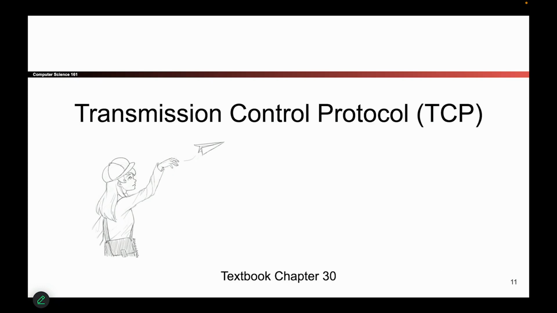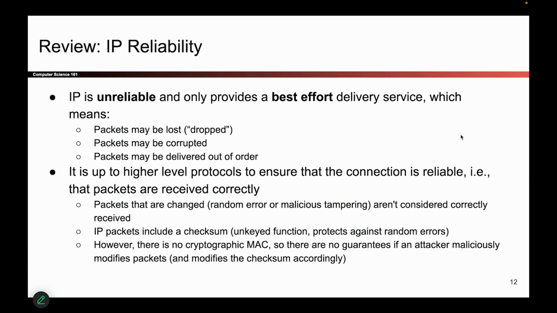Okay, hi. Let's talk about Transmission Control Protocol, or TCP. As a quick review of why we need this protocol in the first place, remember that when we built IP, it gave us global connectivity, which allowed you to contact any computer in the world that was connected to the internet. However, IP is unreliable, and it provides what's known as best effort delivery, which means the IP network will attempt to send your packet to its destination, but it might not succeed.